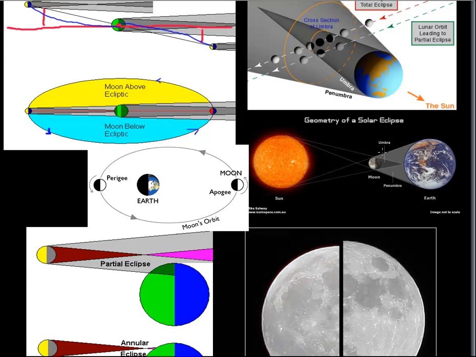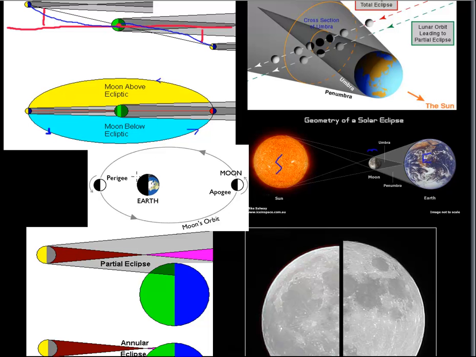Here's the geometry of a solar eclipse. We have to get the sun, the moon, and the Earth all in a line. So the moon's node has to line up with the Earth, and the sun has to be right below it. We do get this happening all the time, but it has to happen at a new moon to cause a solar eclipse, or on the other far side, a full moon to cause a lunar eclipse.